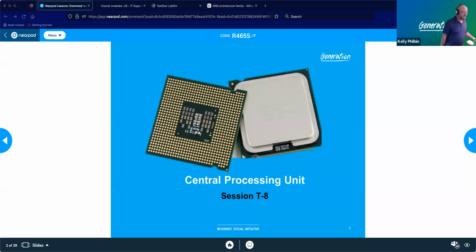Technical session number 8. As we stated a little bit earlier, we do kind of jump around in technical sessions, mostly based upon our pacing in other programs. But this morning, we're going to be talking about the central processing unit, which is essentially the brain of the computer. We talked about the motherboard being the backbone or the nervous system of the computer. Well, the CPU is in essence the brain.